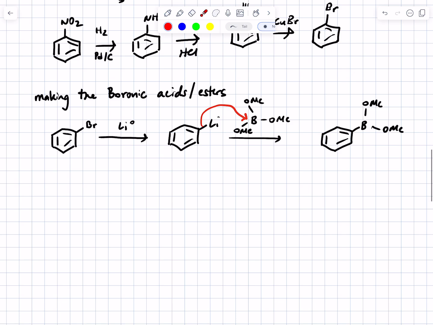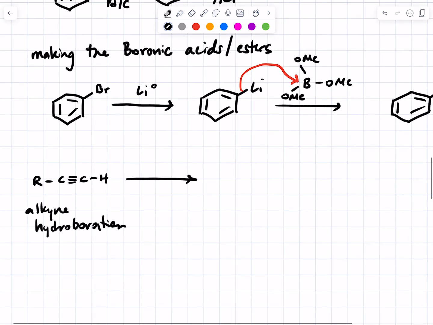The other option you'll see for making boronic esters is hydroboration of alkynes. And this is a reaction from 351. So you've probably forgotten it, but since you've got an ACS exam coming up, this is a good time to review that kind of thing.